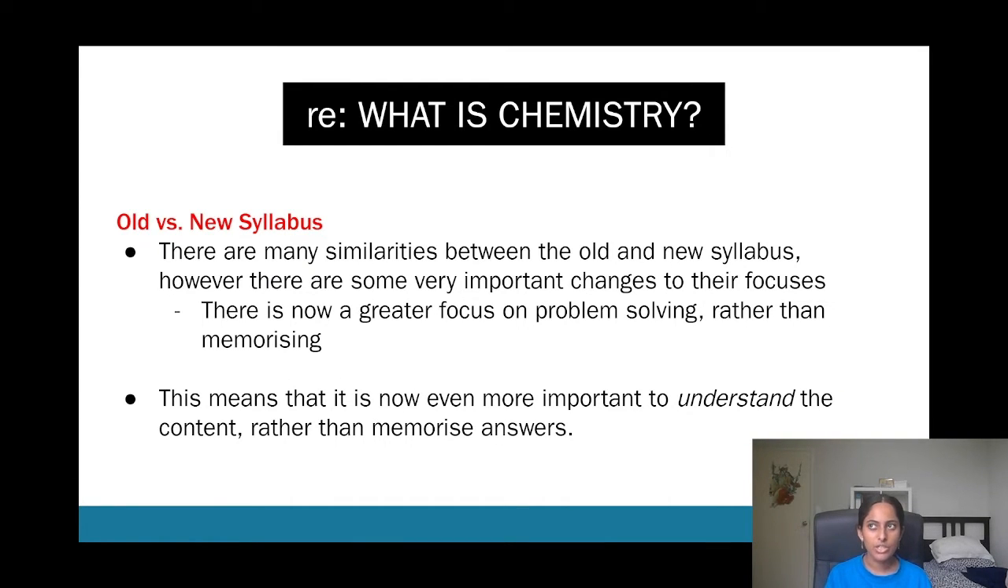One thing to note: the syllabus changed in 2019. Not that it concerns you, because there have been a few rounds of the HSC with the new syllabus, so you have plenty of access to past papers. But if you're going to be using previous exams, note that there's a greater focus on problem solving rather than memorizing. So you need to really understand and grapple with the content rather than memorize the answers.